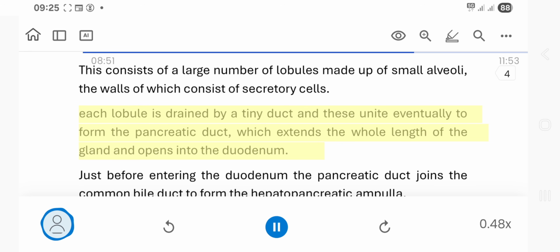Each lobule is drained by a tiny duct, and these unite eventually to form the pancreatic duct, which extends the whole length of the gland and opens into the duodenum.